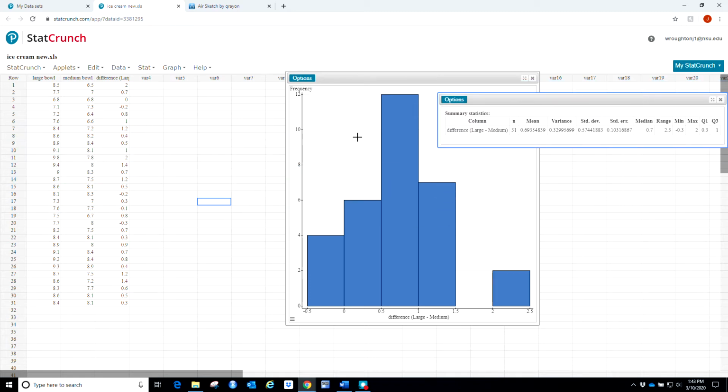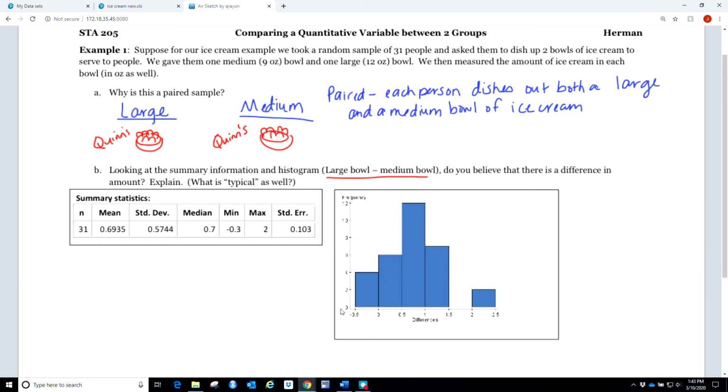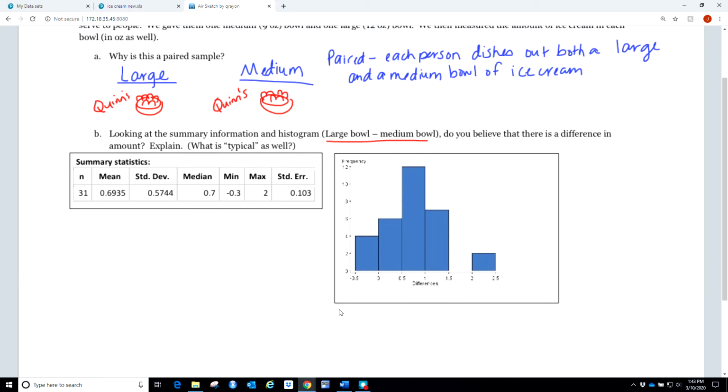What you'll notice from both the histogram as well as the numbers themselves is that we do have some negative numbers. Those resulted when someone put actually more in the medium bowl than they did in the large bowl. But the majority of our numbers are positive because they put more in the large bowl than in the medium bowl. So that key number of 0 is important here for us. We're going to first go through those 4 characteristics that we've done before when we've had a histogram and summary statistics. So we're going to describe our shape, outliers, center, as well as the standard deviation.